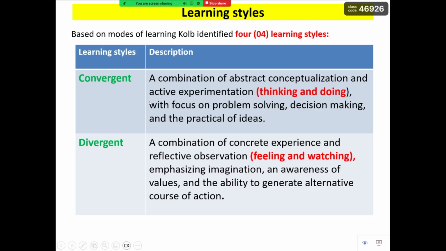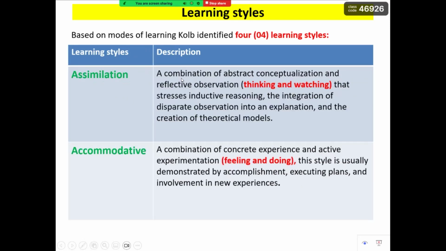Is that divergent? And assimilation, thinking and watching, again, a combination of abstract conceptualization and reflective observation that stress inductive reasoning, the integration of disparate observations into an explanation and the creation of theoretical models. That is something advanced. Just watch how that can be done through a YouTube video. There are so many videos on this called learning styles. Try to understand it. And accommodative, again, feeling and doing, a combination of concrete experience and active experimentation.